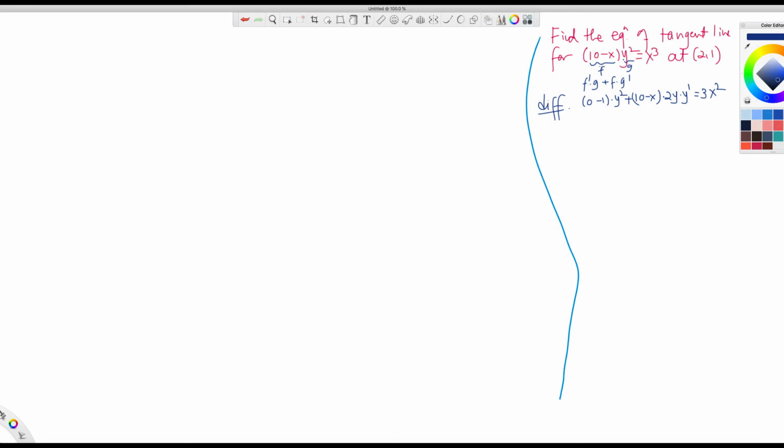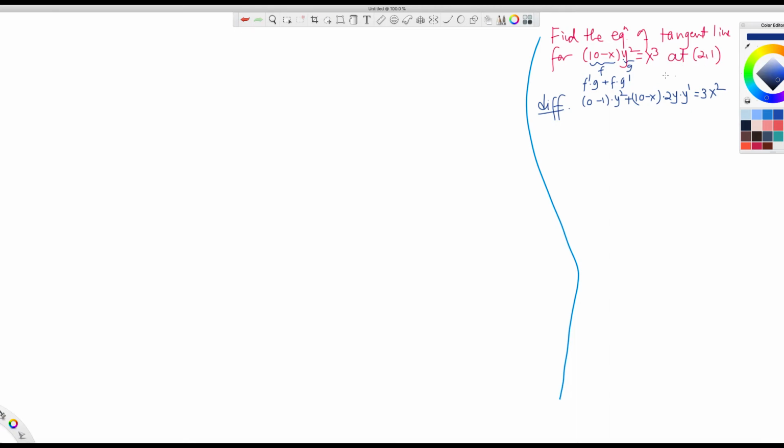So f prime is 0. The derivative of 10 minus x is, derivative of 10 is 0 minus 1, times y square, right? Plus f times g prime, which is 10 minus x times the derivative of g. The derivative of g is, this is dy square over dx, right? So they don't match. So it will be 2y times y prime equals the derivative of x cubed, which is 3x square. So there is just x, because this is basically dx cubed over dx square, right?